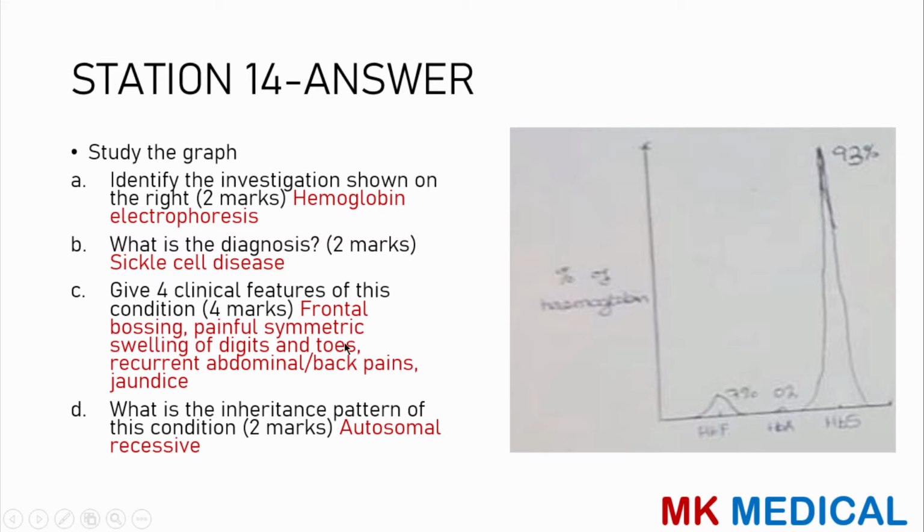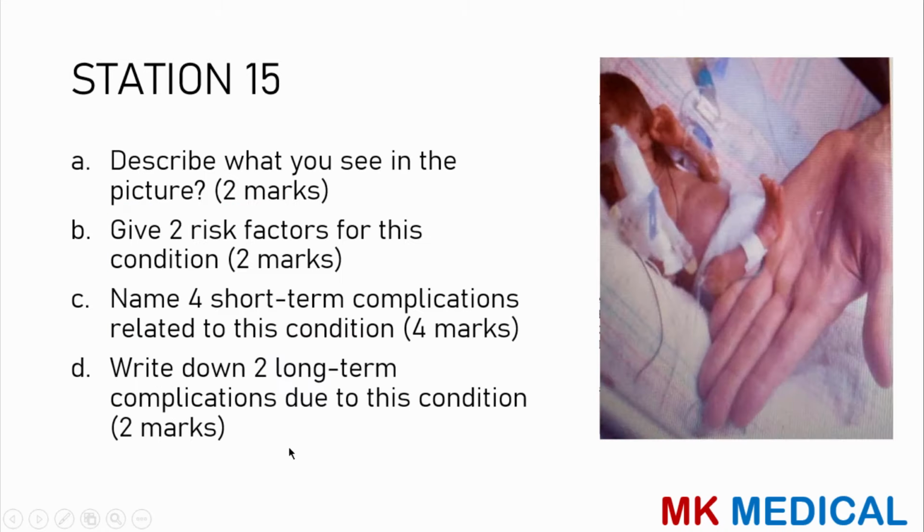So 4 clinical features: they may have frontal bossing, painful symmetrical swelling of the digits and the toes, they may have recurrent abdominal as well as back pains, and they may have jaundice. So what is the inheritance pattern of this condition? Autosomal recessive, like we talked about in the previous question.